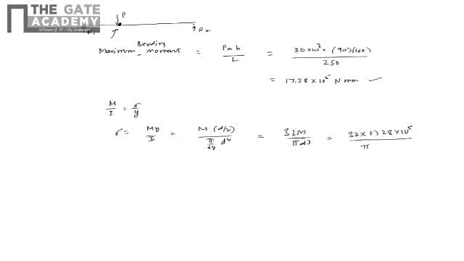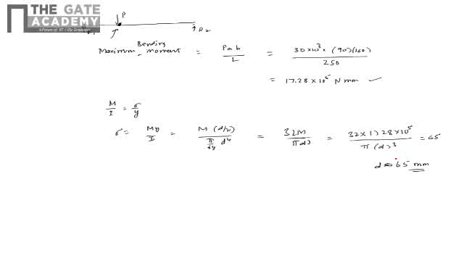Diameter is something which I need to find out, so d cube, and the normal stress maximum is given, the allowable sigma is 65 MPa, so what is the diameter? That is the question. From this I can find out the diameter. So this comes closer to 65 mm. So diameter comes closer to 65 mm.